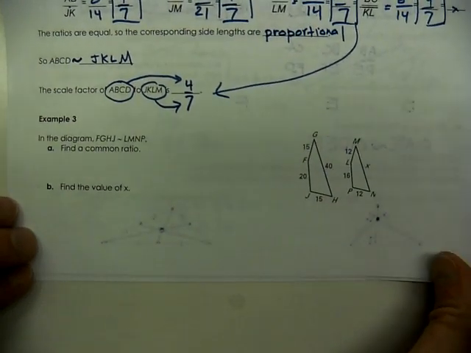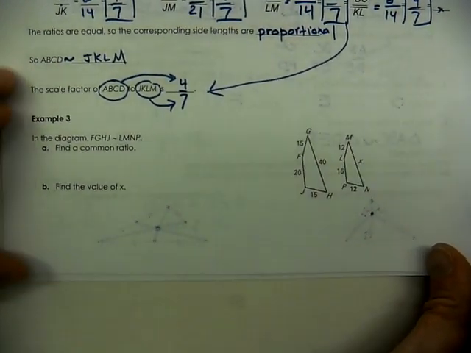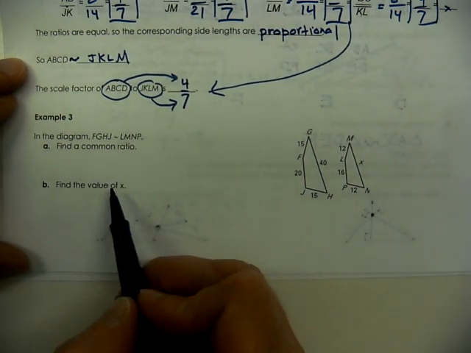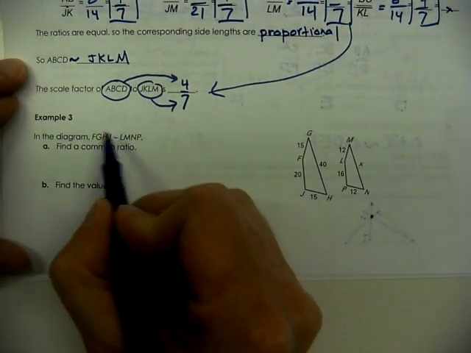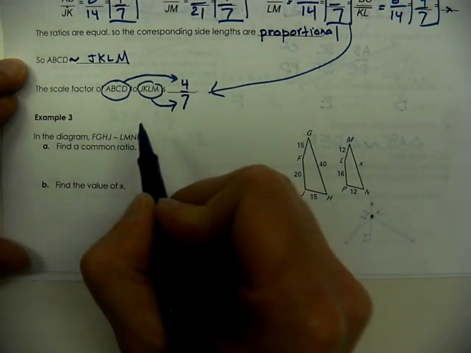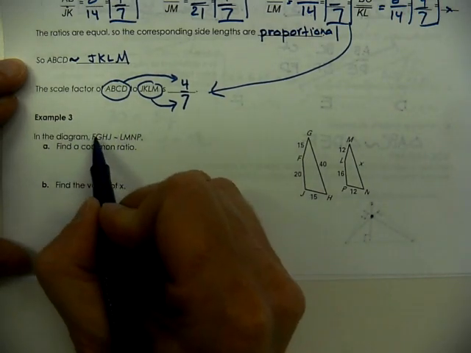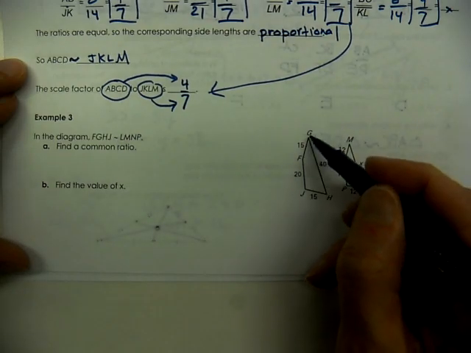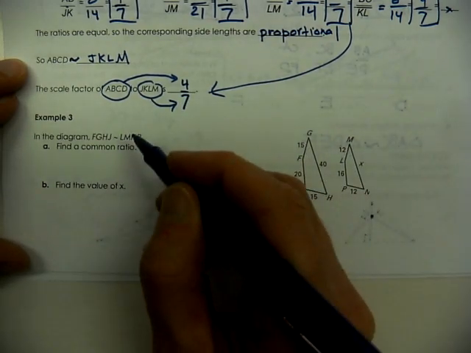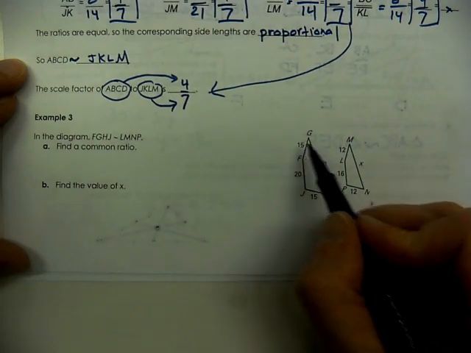So let's finish off with this final example here. We're going to find the common ratio, which is also the scale factor, and then solve for the missing side. And again, notice whatever comes in front will go on top, and this will go on the bottom. So FGHJ, that's this shape here on the left. I'll put this information on the top. So we have lots of numbers to pick from.